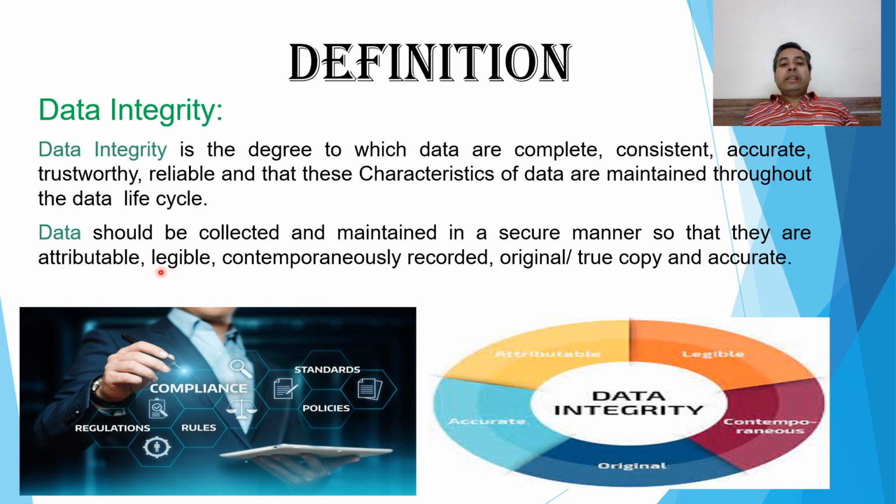Legible means generated data should be legible, they should be readable. Contemporaneously recorded: data should be recorded at the time the work activity is being done by the doer. Original means data should be recorded in its original copy or its true copy. Recorded data should be accurate, it should be free from all error. So this is about data integrity, which determines whether data are attributable, legible, contemporaneously recorded, original, and accurate.